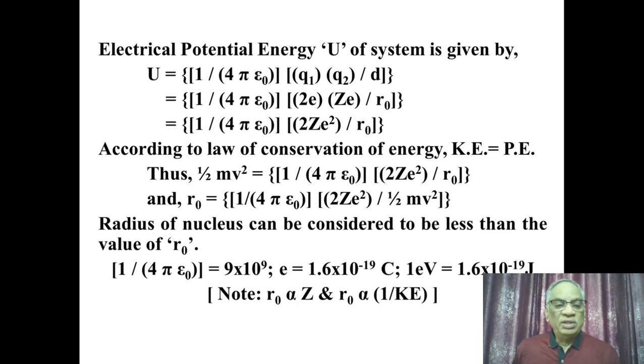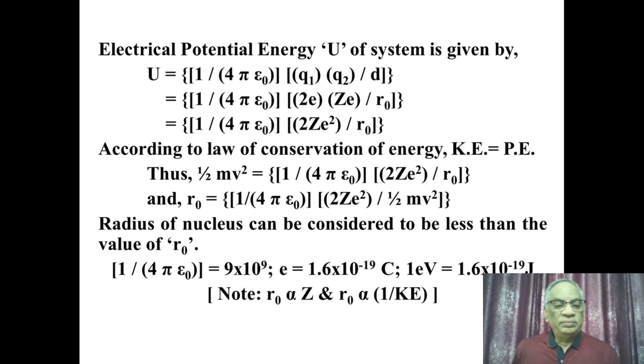According to the law of conservation of energy, the kinetic energy, half m v square, becomes equal to this electrical potential energy. Thus half m v square is equal to 1 by 4 pi epsilon naught into 2 Z e square by R0. Thus R0 becomes the closest distance of approach. R0 equals 1 by 4 pi epsilon naught into 2 Ze square by half m v square, that is the kinetic energy.